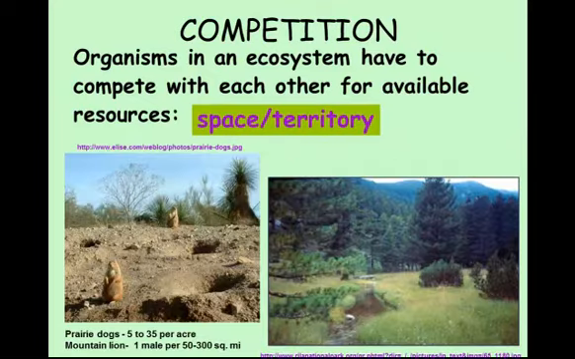There's competition for space, for territory, and different kinds of organisms need different amounts of space. Prairie dogs are pretty social, and they live together in a colony. For an acre of territory, for example, you may have 5 to 35 prairie dogs living in that place. Mountain lions are more solitary, and one male mountain lion needs between 50 and 300 square miles of space. They're going to patrol that space, mark that space as theirs, and that's their territory. If another lion comes into that space, there's going to be a fight.